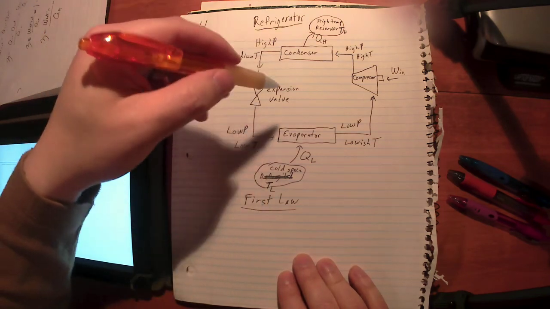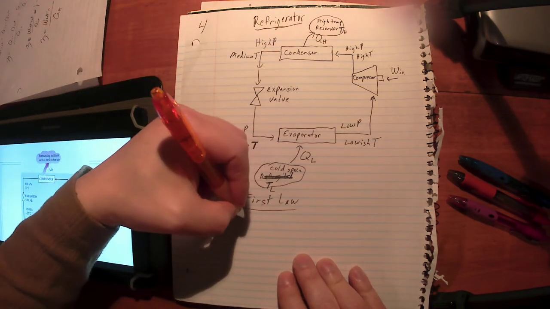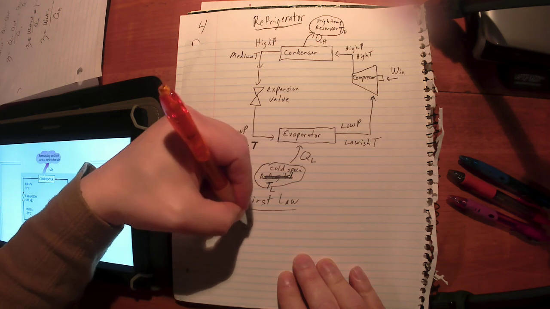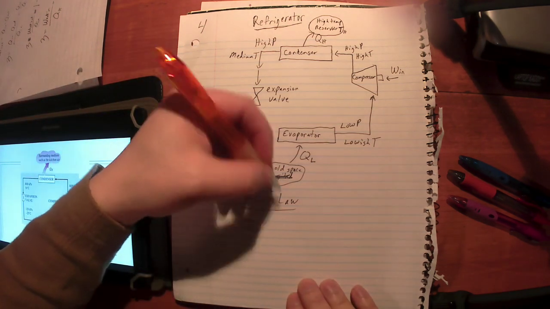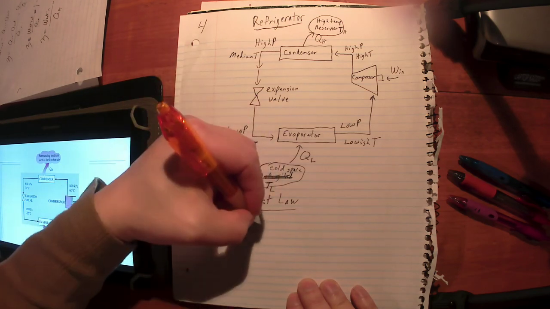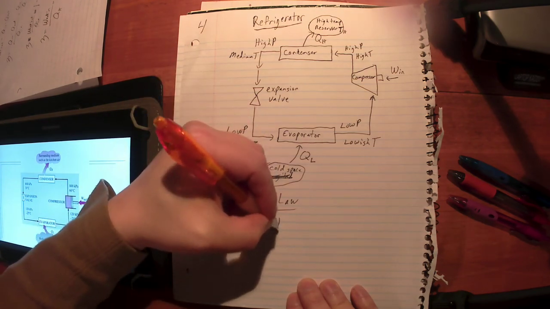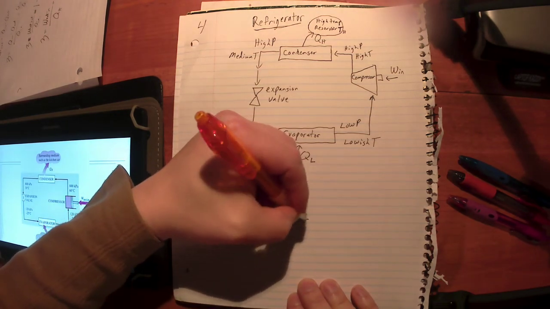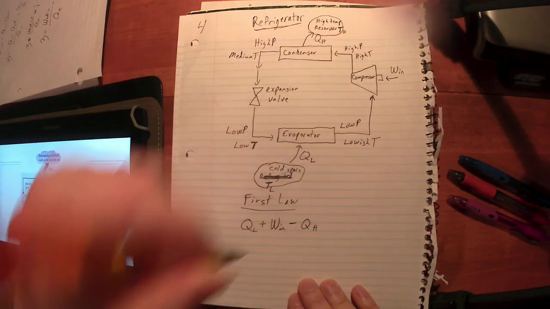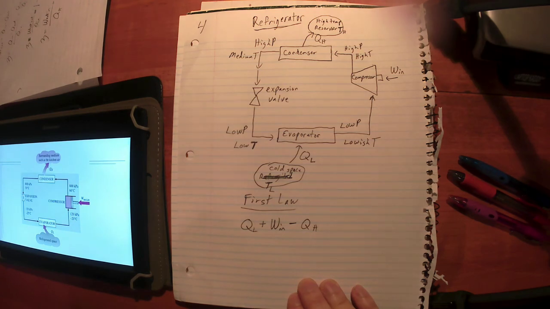First law for a refrigerator. Well, add the ins, subtract the outs. Just the energy. I've got it all labeled here. I've got QL going in. That's the heat coming in from the low temperature source. We're removing heat from this cold space to refrigerate it. I'm also going to put some work into my compressor. Now I've got to reject all of that energy to a high temperature reservoir.